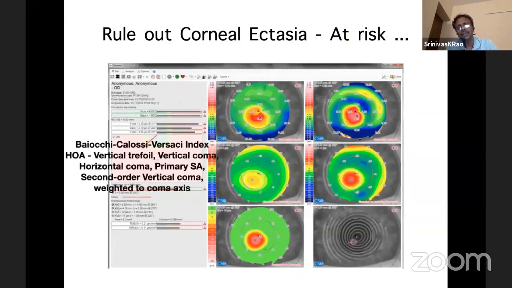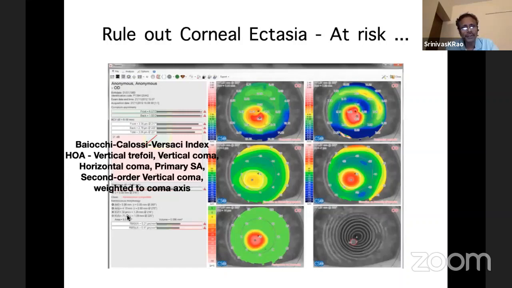It also looks at something a little more than the Pentacam does. One aspect of it that the Sirius does, it looks at aberrometry of the cornea. It looks at the BCA index, Baiocchi, Calossi, Versaci index, which is a composite of 5 aberrometry values. And again, it weights it to the coma axis. And if this is deviated from the normal, then it tends to believe that the cornea could have keratoconus, because the keratoconic cornea has more aberrations than a normal cornea.